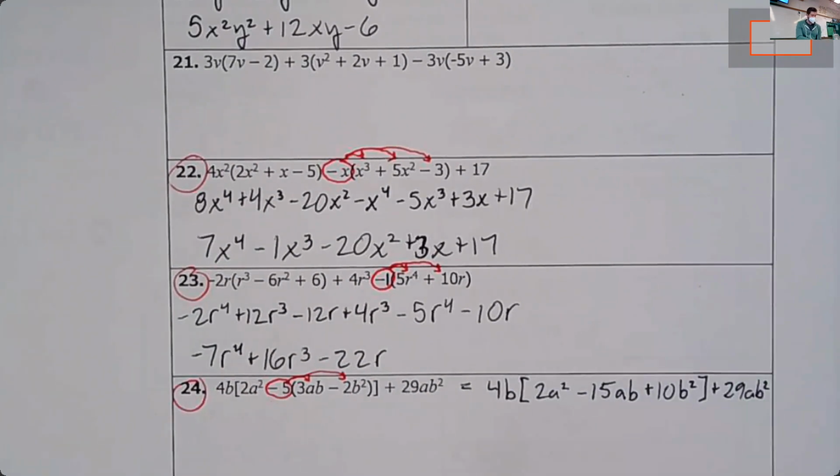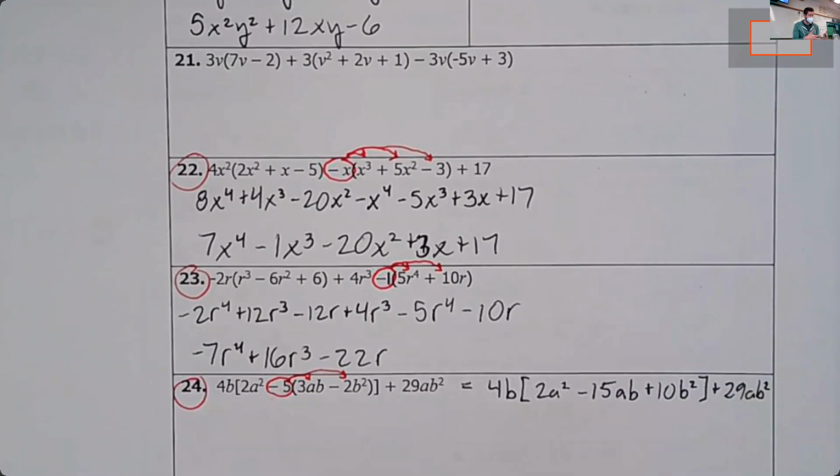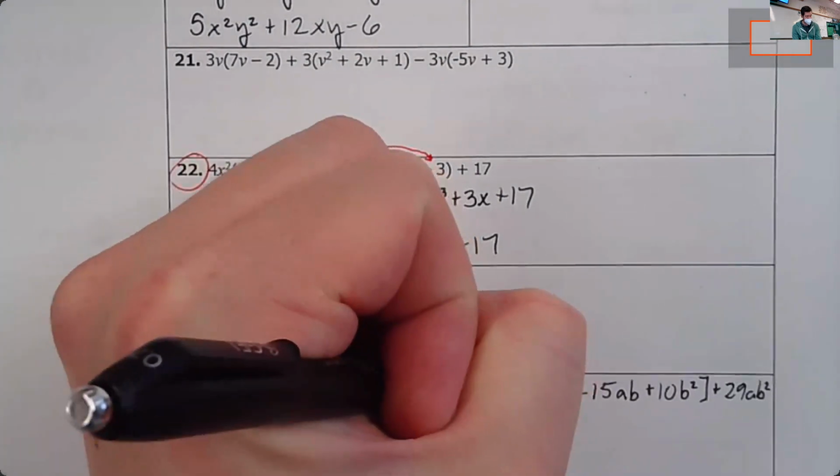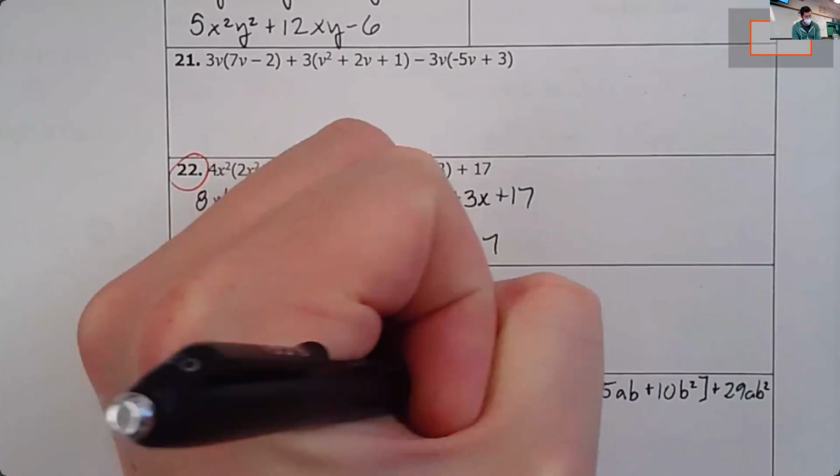And so we need to look inside this bracket now to see if we can combine any like terms. I don't see any like terms inside the bracket. So we can't add or subtract any of these together. So that means the next thing we need to do is get rid of the bracket. So we have to distribute again. Take the 4b this time and multiply by everything inside the brackets.